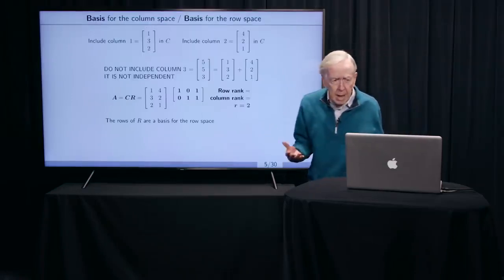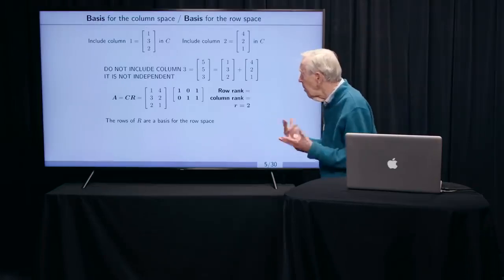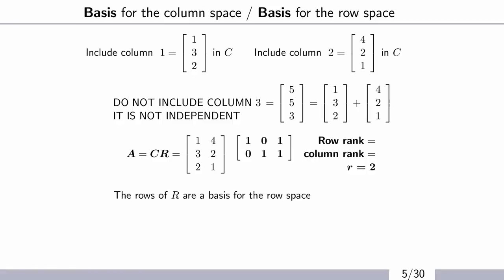And here's a little more saying about that. We kept column 1 and we kept column 2 because you remember those two columns, the first two, were different. They went in different directions. We did not keep the third column because it was just the sum of the first two. It's on the plane, nothing new. So the real meat of the matrix A is in the column matrix C that has just the two columns.